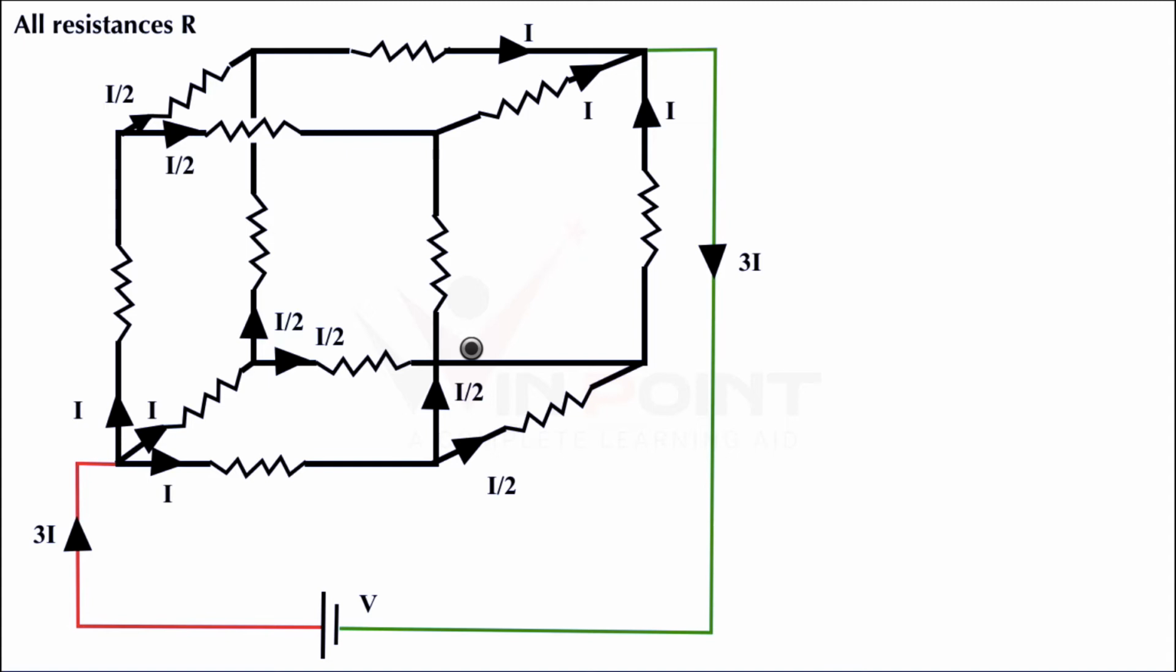This is the first step. I by 2 current is flowing in this direction. I by 2 current is flowing in this direction. Here also I by 2 is coming. If you add all the currents, we are getting I here, and these 3 currents are coming out as 3I. Okay, you can check at any corner.